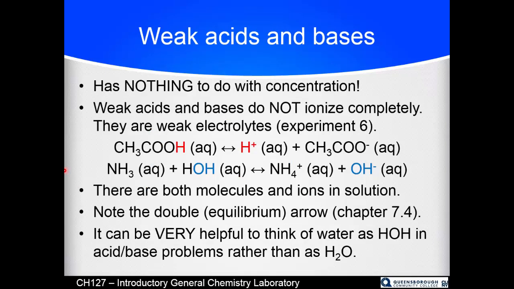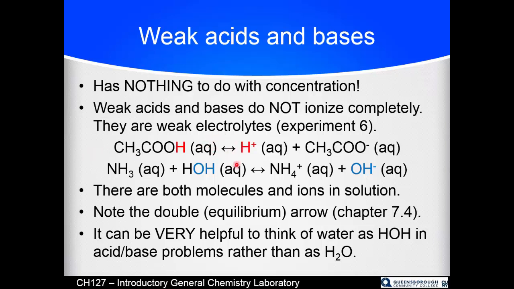Weak acids and bases, again, has nothing to do with concentration, doesn't have anything to do with how much acid or how much base is there. It's a question of how much ionizes. So acetic acid, which we'll do another lab on later, otherwise known as vinegar, only partially ionizes. We have the arrow going both directions. Ammonia dissolves in water wonderfully and results in a small amount, as you saw in the light bulb experiment, of ammonium cation and hydroxide anion. There are both ions and molecules present in solution when you throw the weak acid or the weak base into water.